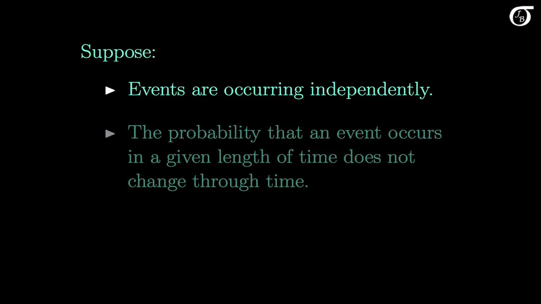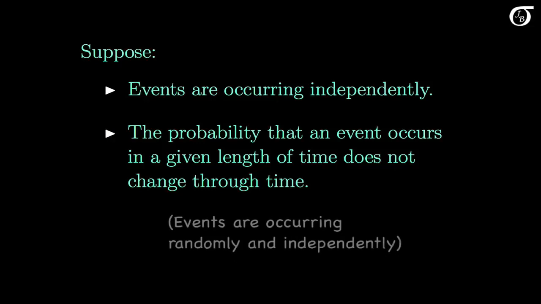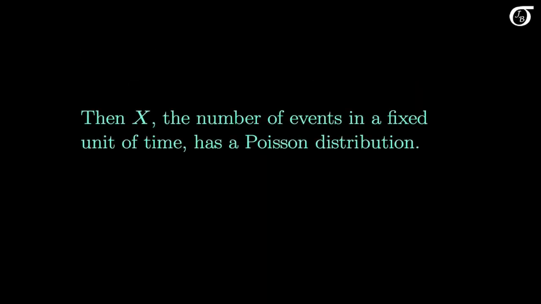Suppose events are occurring independently. In other words, knowing when one event happens gives absolutely no information about when another event will occur. And the probability that an event occurs in a given length of time does not change through time. In other words, the theoretical rate at which the events are occurring does not change through time. A little more loosely, we might say that the events are occurring randomly and independently. If these conditions hold, then the random variable x, which represents the number of events in a fixed unit of time, has the Poisson distribution.